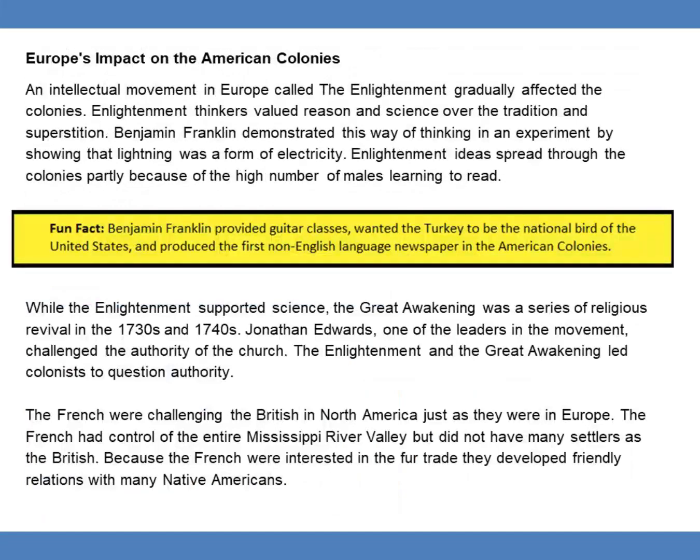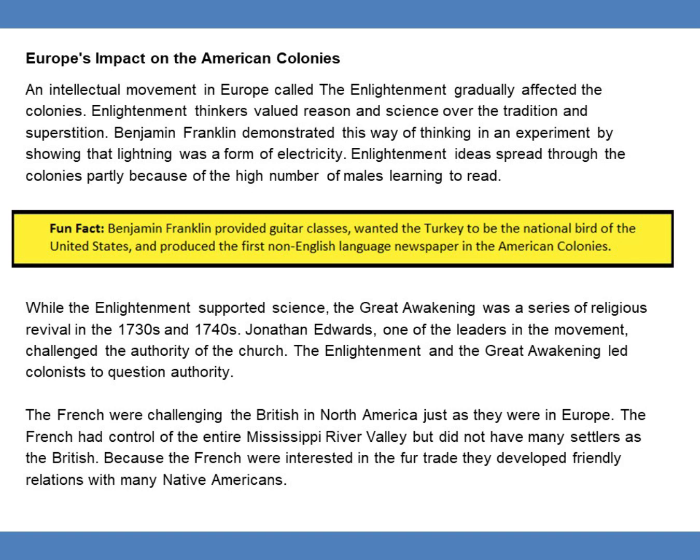Europe's impact on the American colonies. An intellectual movement in Europe called the Enlightenment gradually affected the colonies. Enlightenment thinkers valued reason and science over tradition and superstition. Benjamin Franklin demonstrated this way of thinking in an experiment by showing that lightning was a form of electricity. Enlightenment ideas spread through the colonies partly because of the high number of males learning to read.